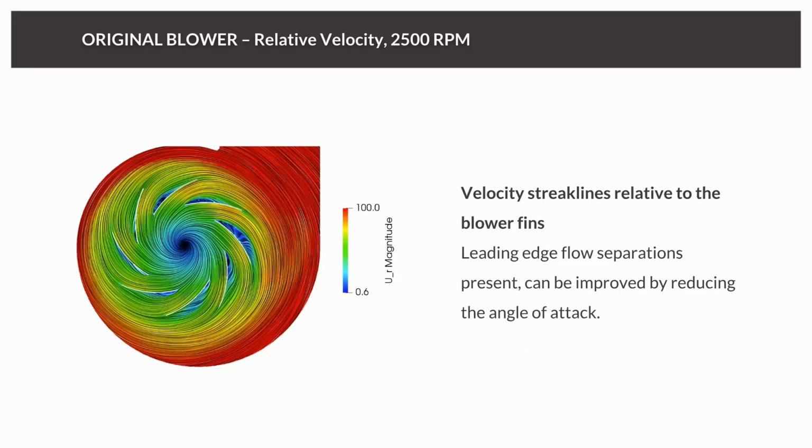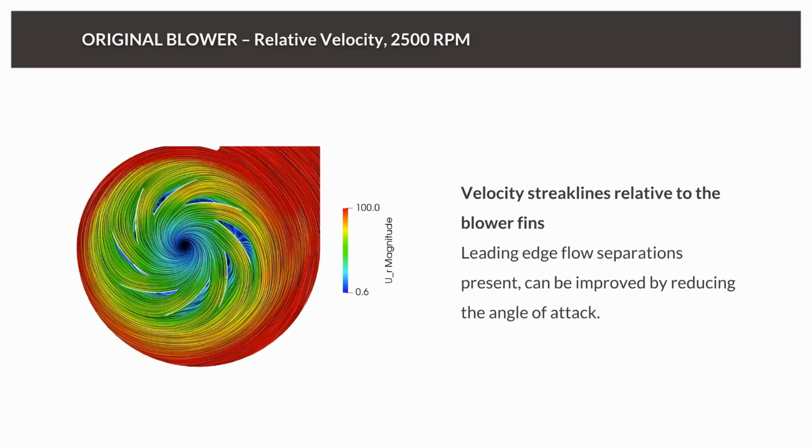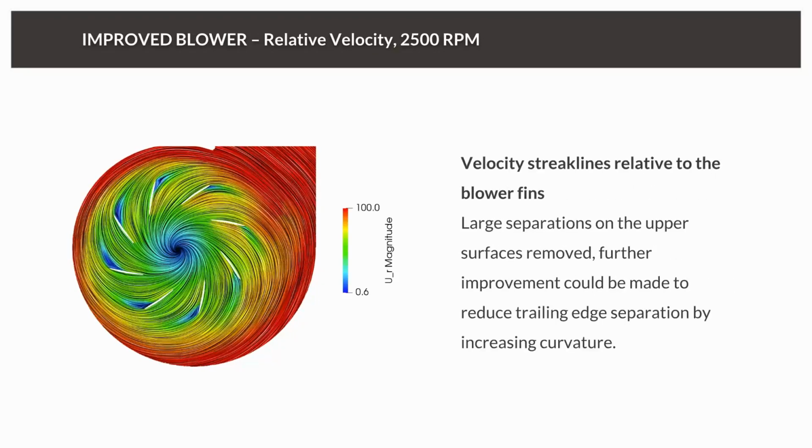Now if you take a look at the improved blower, we still have these kinds of separations, but they're much smaller. It seems also that the large separation on the upper surface was fully removed. And we could even do a further improvement by reducing the trailing edge flow separation by increasing this curvature here.